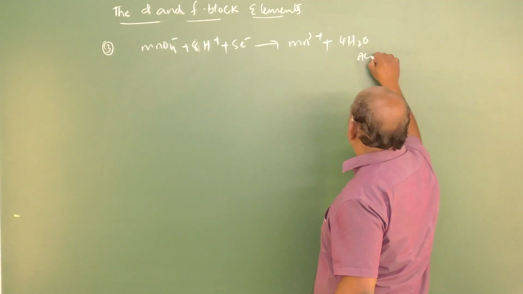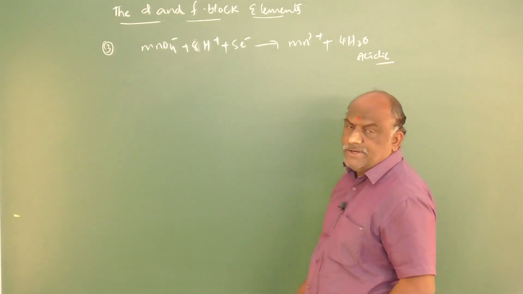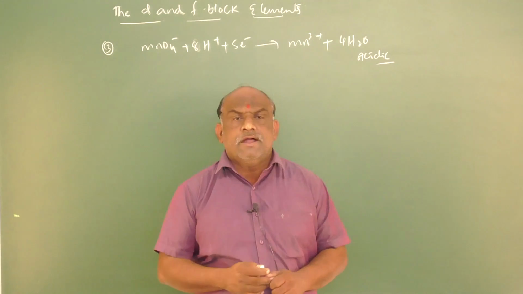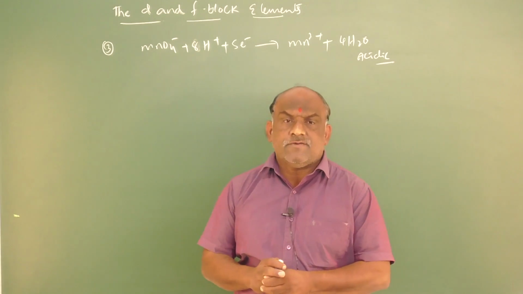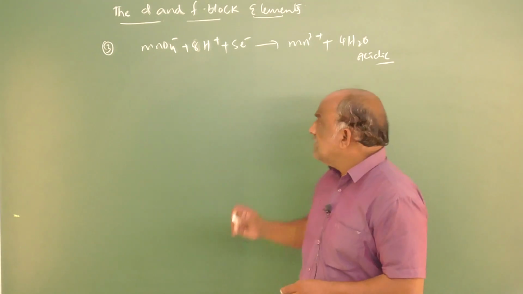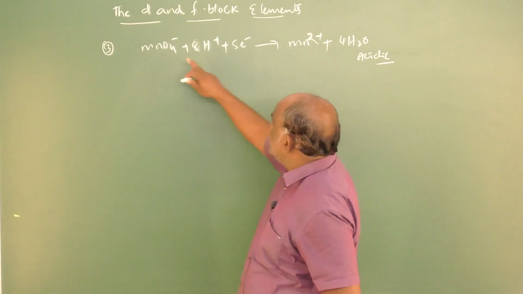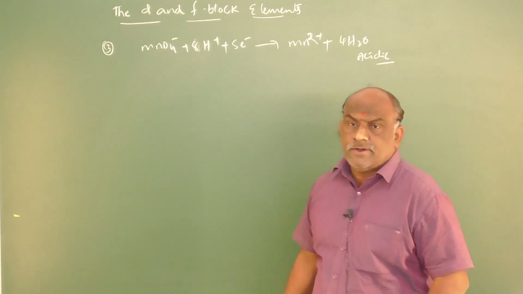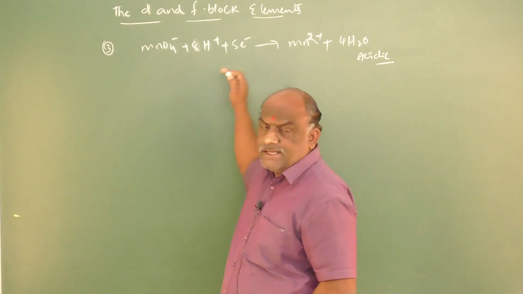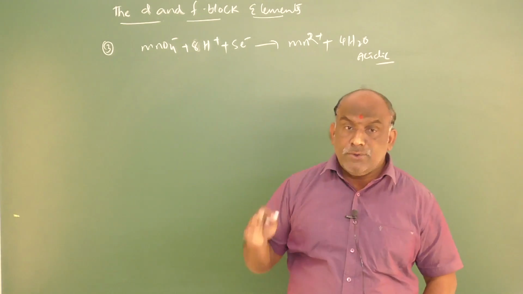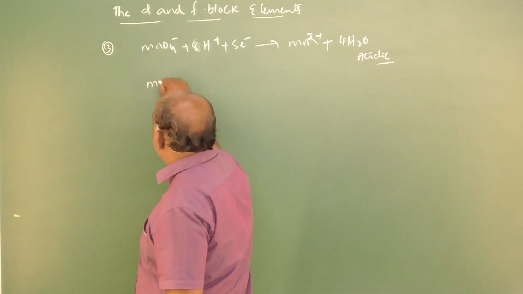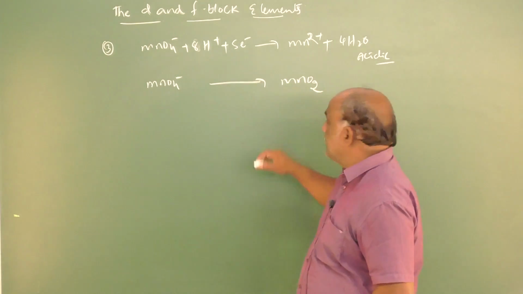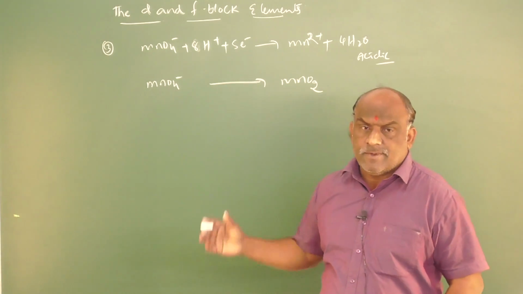plus 4H2O. This is for acidic medium. When the reaction takes place in acidic medium, permanganate MnO4 minus requires 5 electrons. What will be the conversion? MnO4 minus is converted into Mn2 plus. If the same reaction takes place in alkaline medium or neutral medium, then permanganate MnO4 minus gives rise to MnO2.